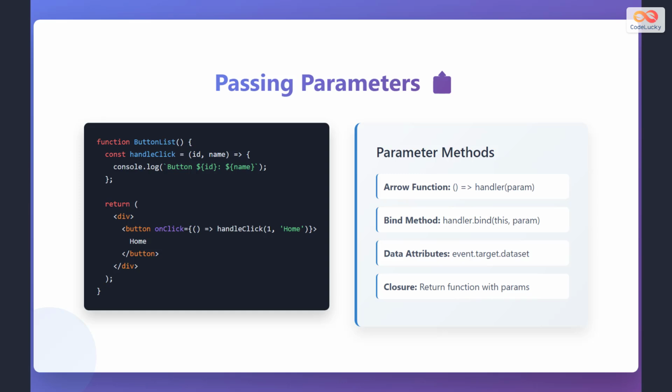You can pass parameters using arrow functions such as () => handler(param), bind methods such as handler.bind(this, param), data attributes such as event.target.dataset, and closures, that is, returning a function with parameters.